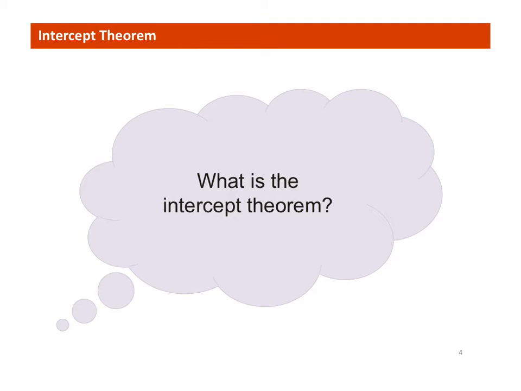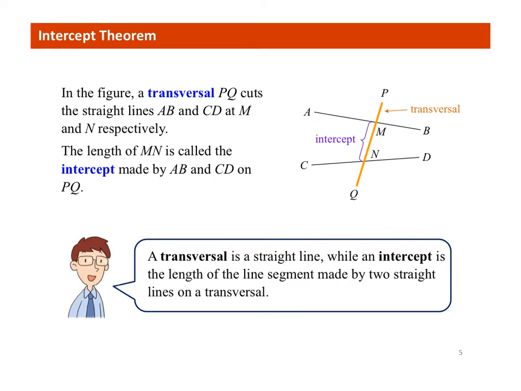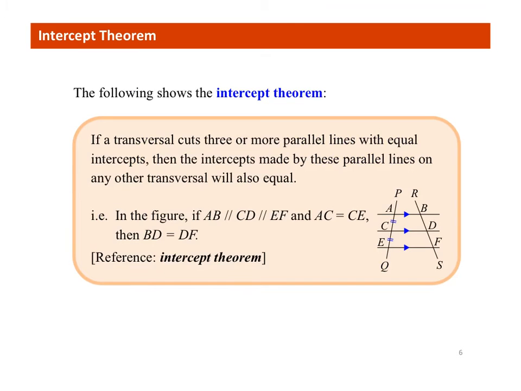So what is intercept theorem? First of all, let us learn about what is an intercept. In the figure, a transversal PQ cuts a straight line AB and CD at M and N respectively. The length of MN is called the intercept made by AB and CD on PQ. The following shows the intercept theorem.